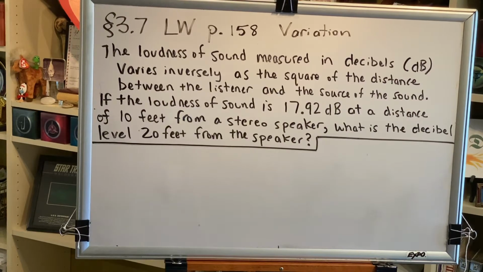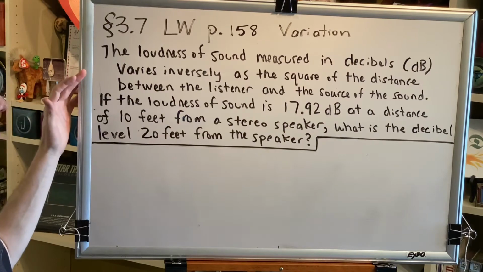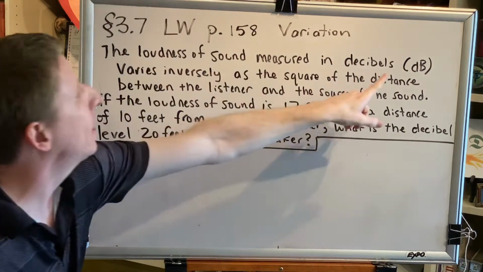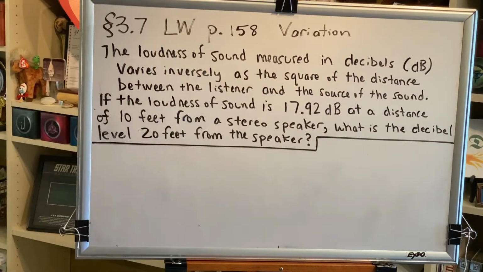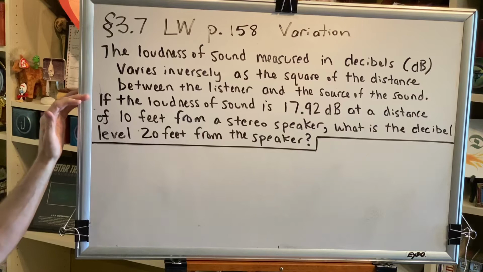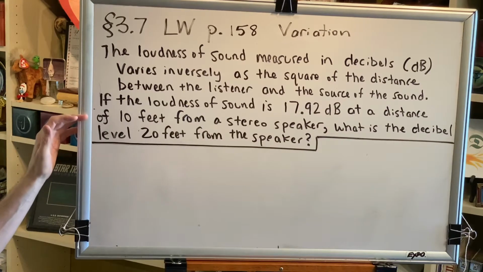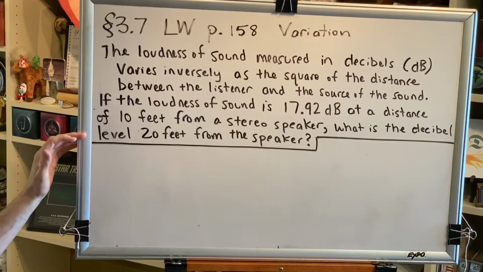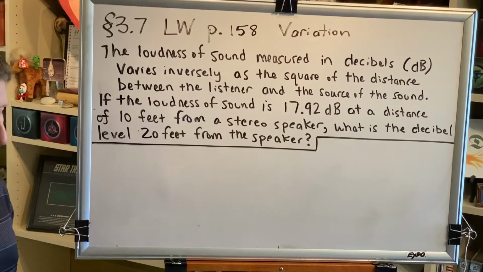Please open in your learning workbook to page 158 as we do another example involving variation. The loudness of sound, measured in decibels (dB), varies inversely as the square of the distance between the listener and the source of the sound. If the loudness of sound is 17.92 decibels at a distance of 10 feet from a stereo speaker, what is the decibel level 20 feet from the speaker?